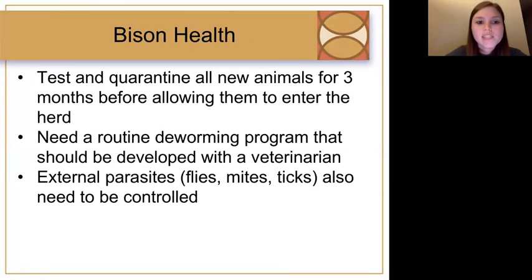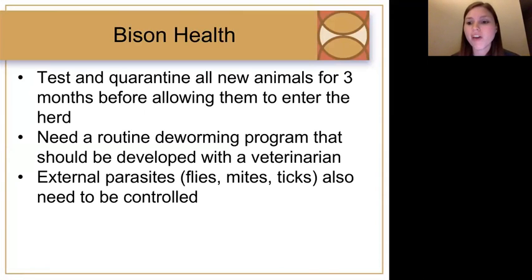So for bison health, you want to test and quarantine all new animals for 3 months before allowing them to enter the herd. That's just good practice with really any livestock species. If you're bringing in new animals, you don't necessarily know the conditions or what they've been exposed to. You want to quarantine them for a couple months to make sure they're not going to get your whole herd sick. You do need a routine deworming program that should be developed with a veterinarian. And that's the same for cattle and sheep. Really, any animal that's going to be out grazing can pick up internal parasites, so it's really good to have a deworming program.